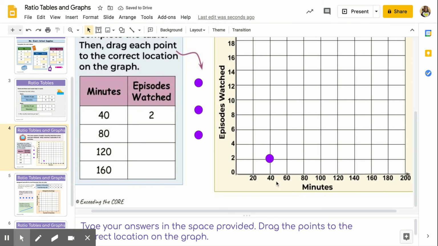So that is 40, 2. Now, if we look at this ratio table, we would know we went from, we can work it this way, I guess, 2 to 40. We multiplied, right, times 20. So what do you multiply times 20 to get 80? So you'll fill that out and then be able to complete the graph.